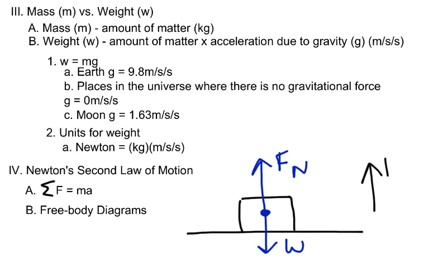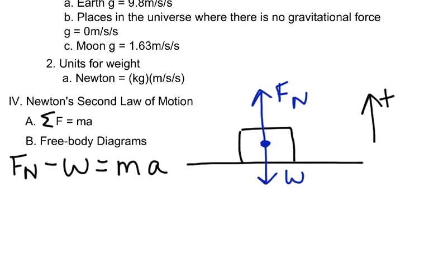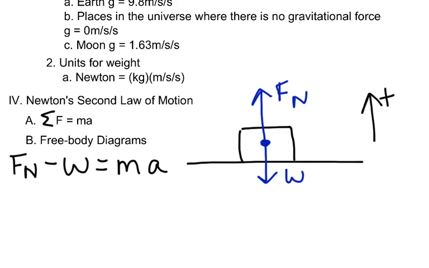Let's go ahead and make upward positive. If I apply Newton's second law of motion, my first force, which is the normal force, is positive or upward, minus my weight because it's acting downward. And I'm going to set it equal to the mass of the block multiplied by that block's acceleration. Now, let's solve for the acceleration of the block. All I need to do now is divide both sides by the mass of that block, and I have an expression for the acceleration of the block.